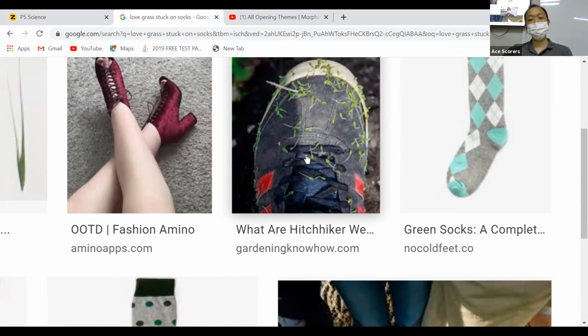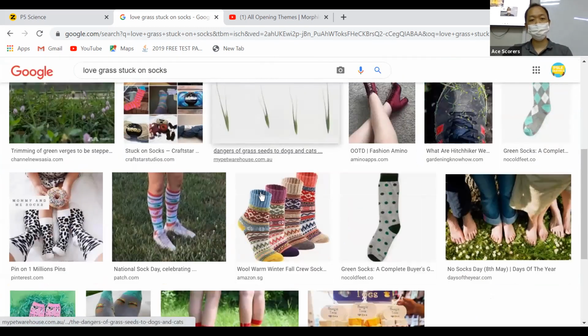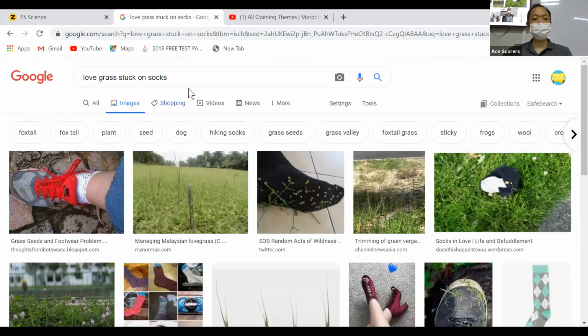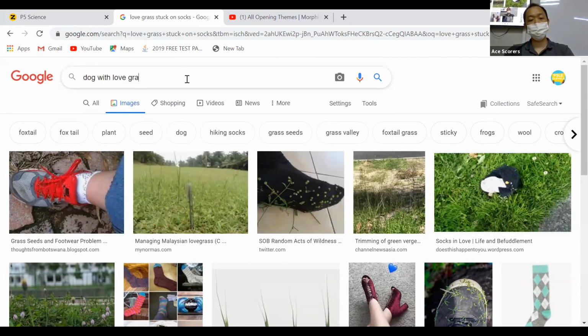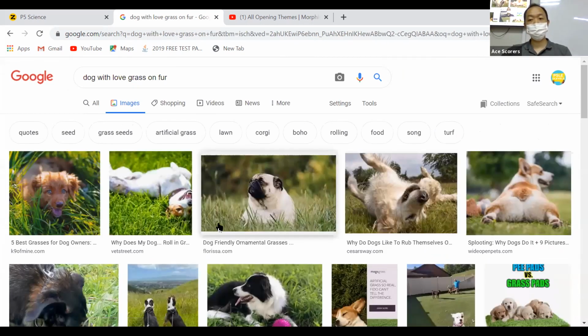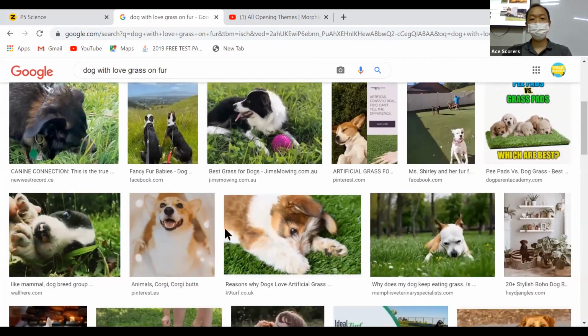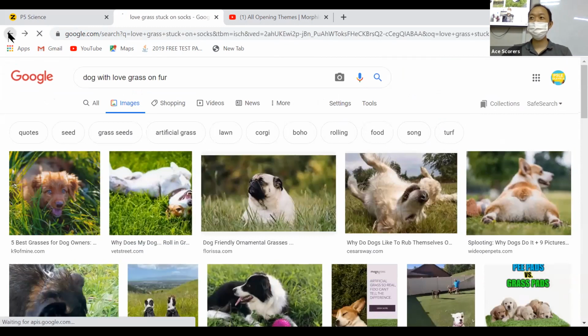Definitely, right? So sometimes people don't like to bring their dogs to this field. You know why? Because the dog can end up like that, with love grass on fur. Okay, and it'll be terrible. See how disgusting that is? So sometimes we don't bring dogs to it.